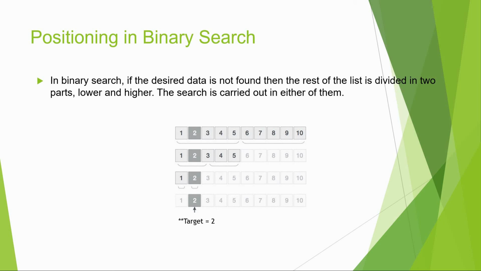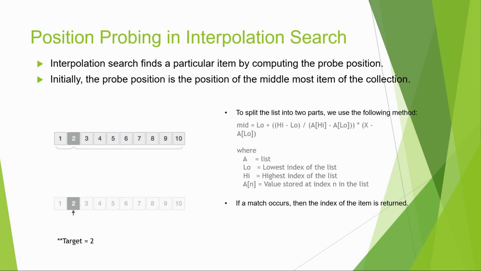So let's look at the positioning for interpolation search, also known as position probing. Interpolation search finds a particular item by computing the probe position. Initially, the probe position is the position of the middlemost item of the collection. This middlemost item is calculated using the formula given in this slide, which is mid equals the lowest index of the list plus the highest index of the list minus the lowest index of the list, divided by the value of the highest index minus the value of the lowest index, then multiplied by the target value minus the value of the lower index.